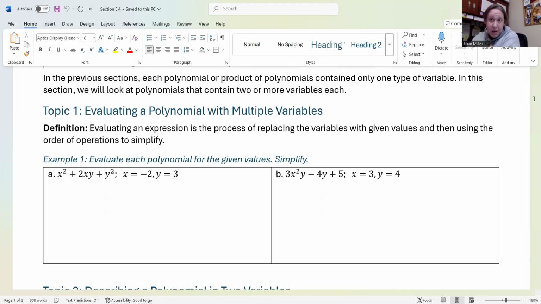So that means anywhere you see an x, use parentheses and replace it with a -2. Anywhere you see a y, use parentheses and replace it with a 3. So I'm going to rewrite my polynomial first. So x squared becomes (-2) squared. Anytime you have exponents, you really must use parentheses, okay? Especially if there's a negative involved, but just use your parentheses. It's okay to use too many parentheses. It's not okay to use too few. So then we get plus 2 times x, which is -2, times y, which is 3, plus y squared, which is 3 squared. Now we use the order of operations to simplify.